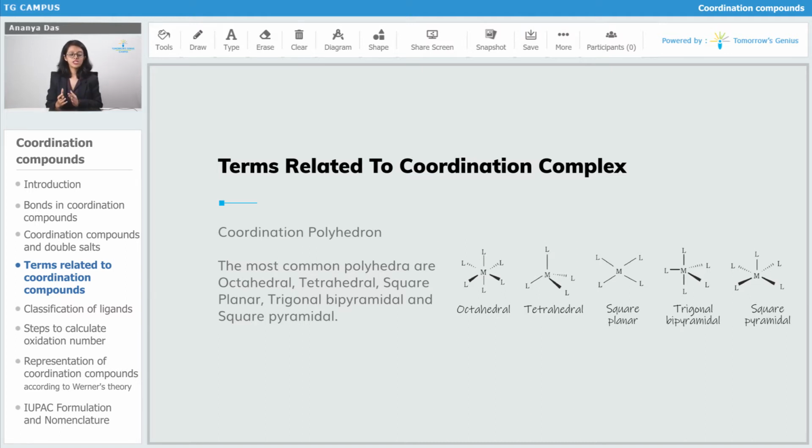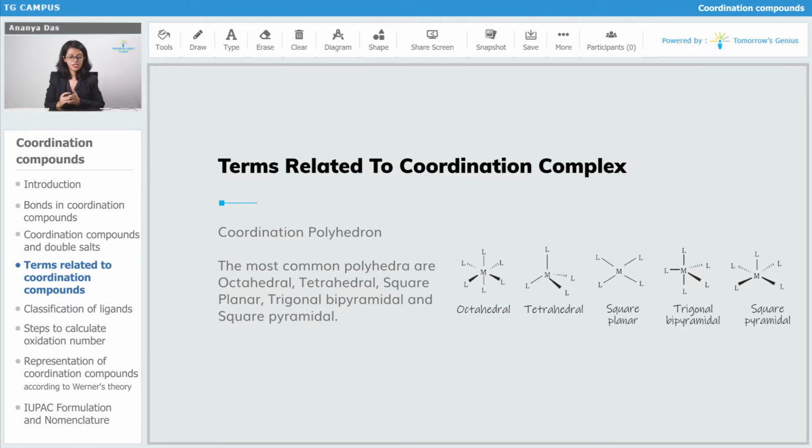Then we have tetrahedral. Tetrahedral is where all the ligands are present at the corners of a regular tetrahedron, like your methane molecule. In square planar, all of the 4 ligands are present in exactly one plane. So the metal atom is in this plane and the ligand atoms are also present in the same plane.